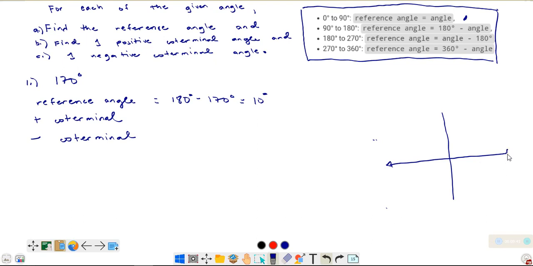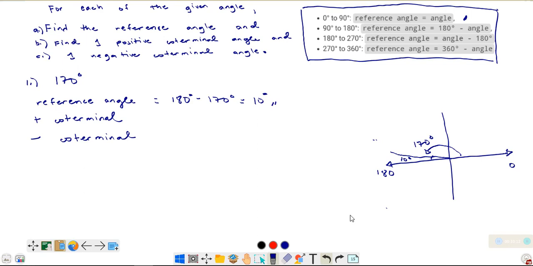So, from the x-axis, ang x-axis na closest to 170 degrees is 180. So, bawasan natin si 180 ng 10 degrees. Mga ganito siguro si 10 degrees. So this is 10 degrees. And this whole obtuse angle here is 170 degrees. The reference angle is 10 degrees.